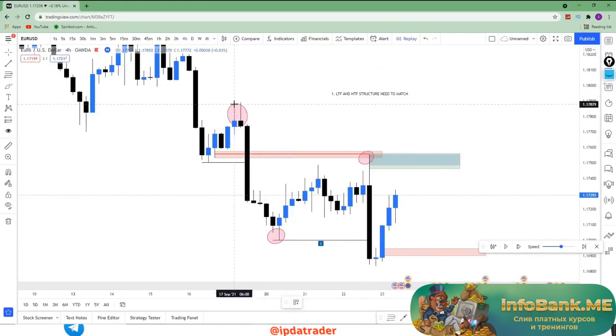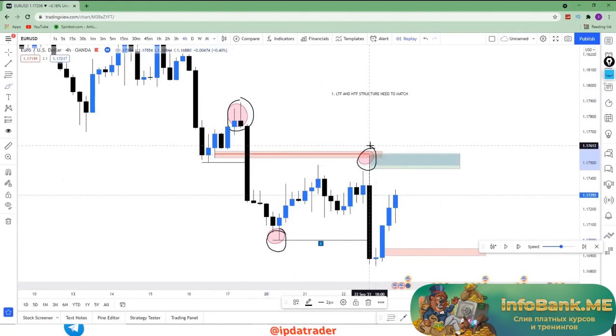So let's go ahead and confirm that idea. As we can see, we've got a lower high here, lower low, lower high, and we just made a new lower low, and we're retracing.